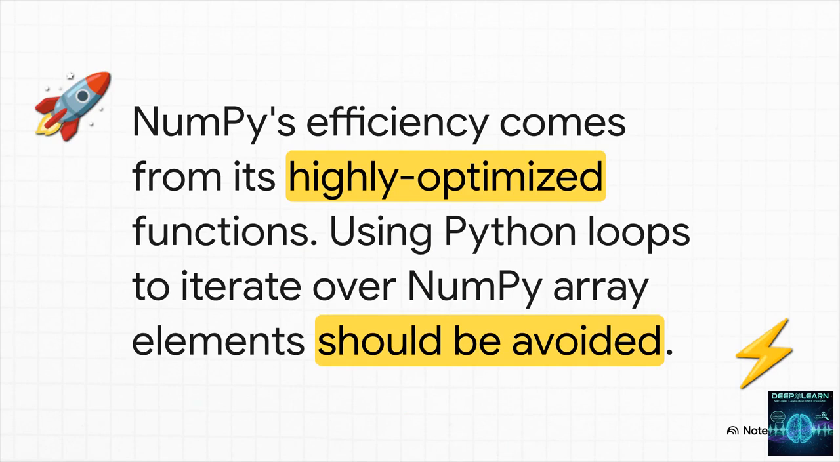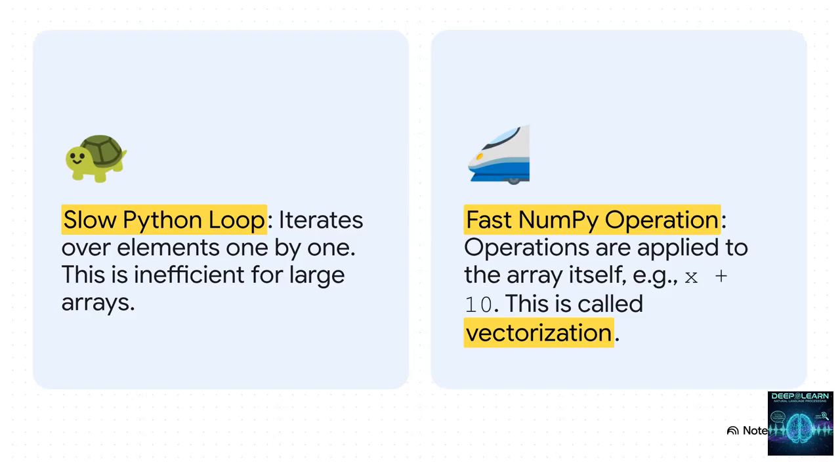A standard Python loop is like trying to move a whole beach by picking up one grain of sand at a time. Yeah, you'll get there eventually, but it'll take forever. For AI, we need a way to move the whole sandbox at once. And here's what that looks like in practice. The slow way is a classic Python for loop, where you're telling the computer, okay, go to the first number, add 10. Now go to the second number, add 10, and on and on.